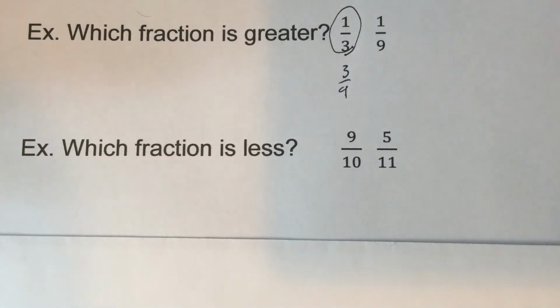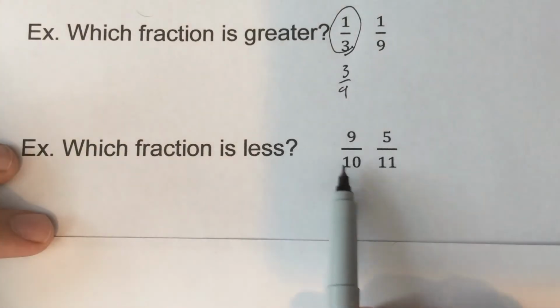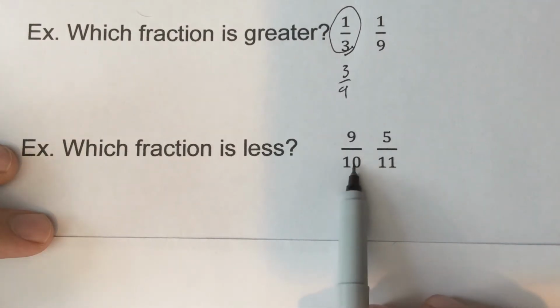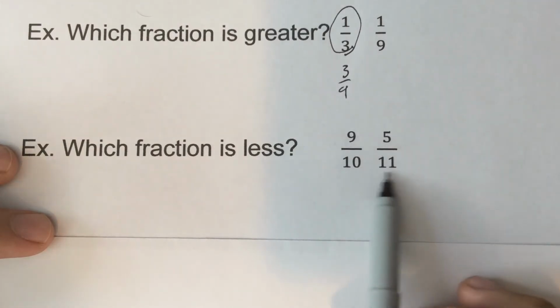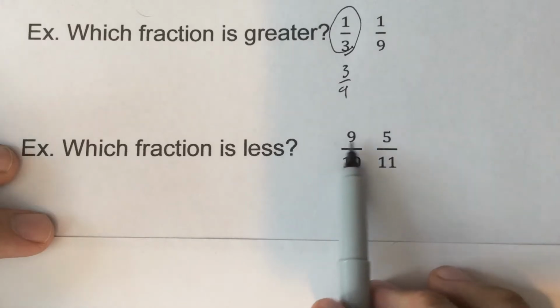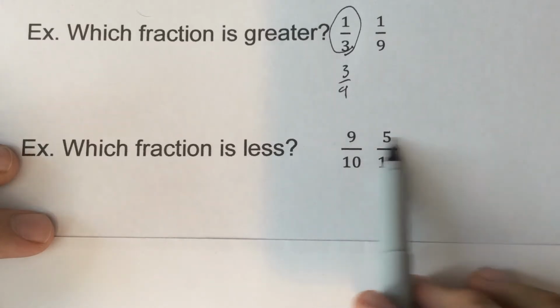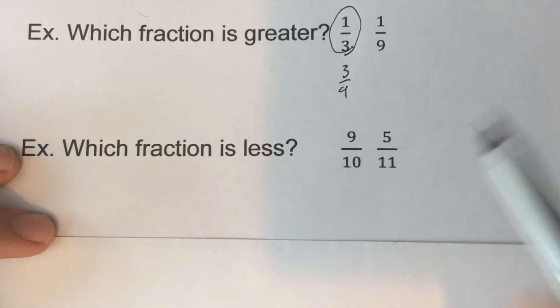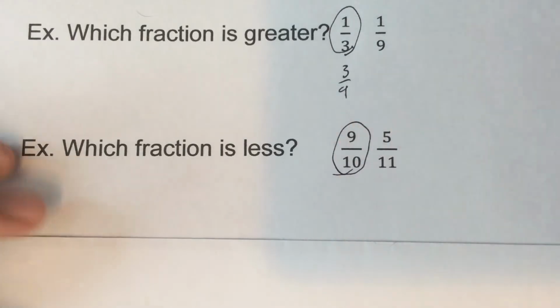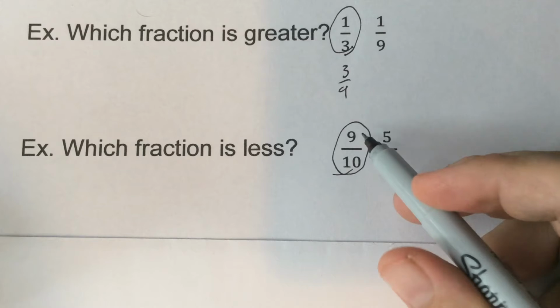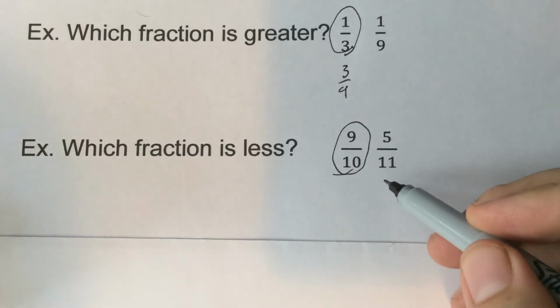A little bit harder, but we should still be able to do it without, because here, out of 10 parts, we have 9 of them. Out of 11 parts, we have 5 of them. We have almost all of them here, where we're about half of them here. So obviously this one should be bigger. Even though this is 11 and this is 10, overall this one is bigger.